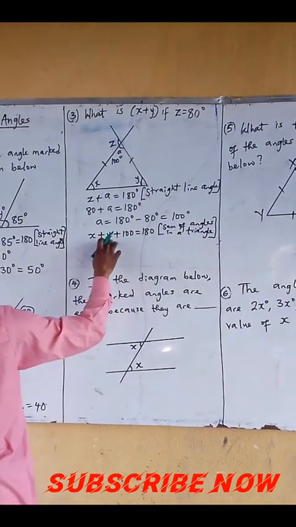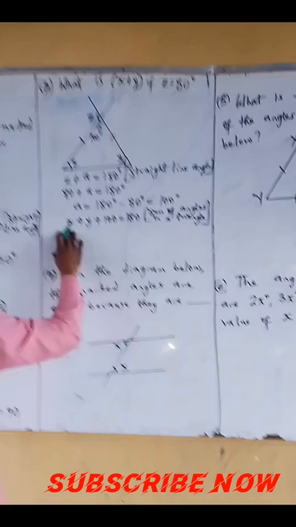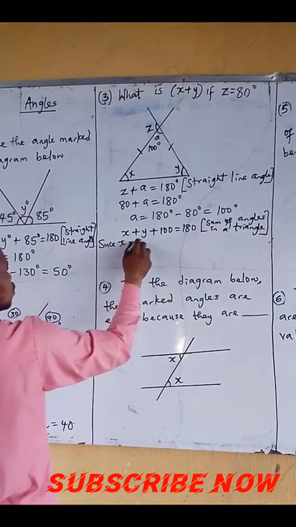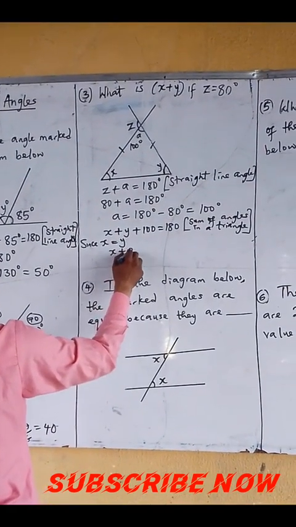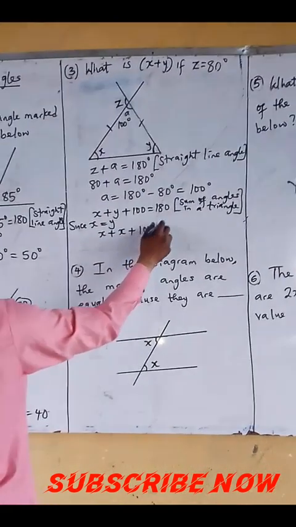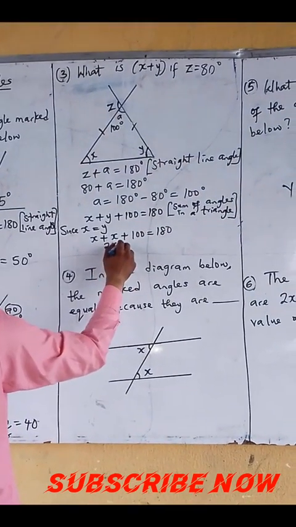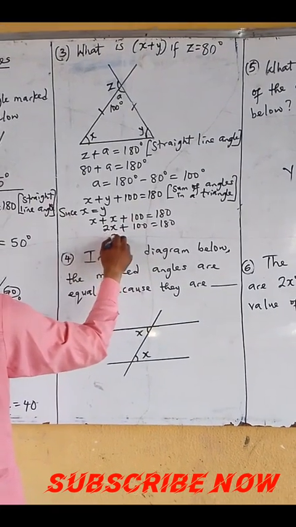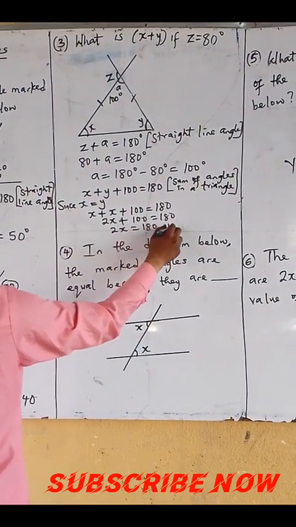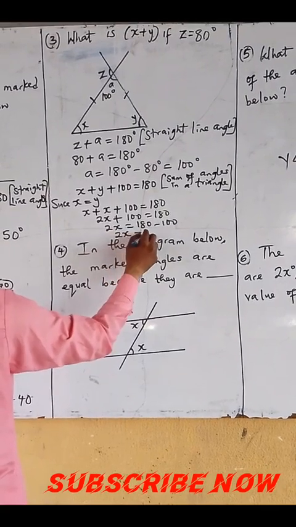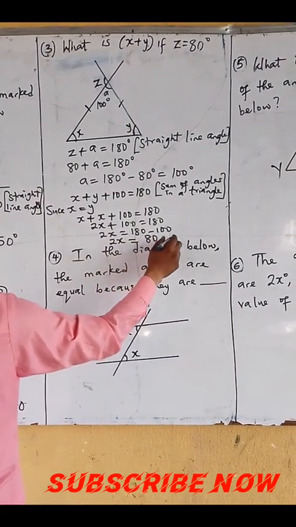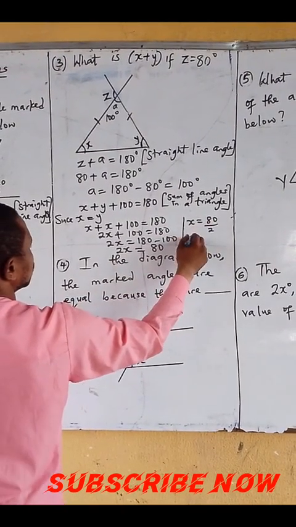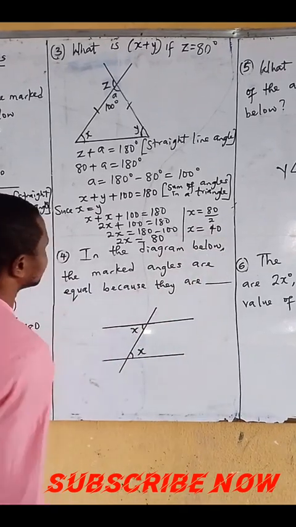So don't forget that x is equal to y because it's an isosceles triangle. So since x is equal to y, we are going to have x plus x plus 100 is equal to 180. 2x plus 100 is equal to 180, and 2x is equal to 180 minus 100. 2x is equal to 80, and x here is equal to 80 over 2, which is equal to 40.